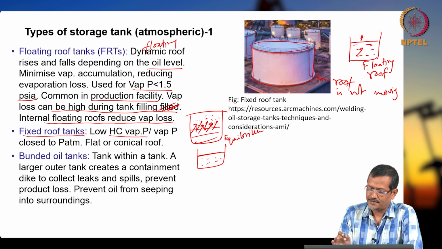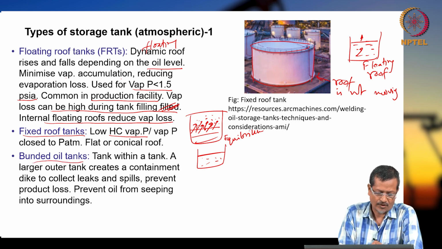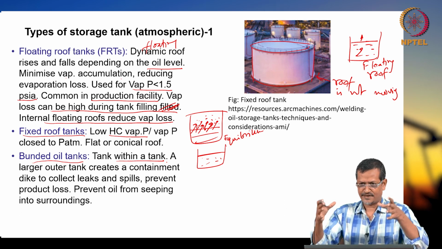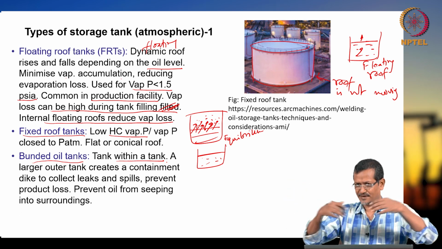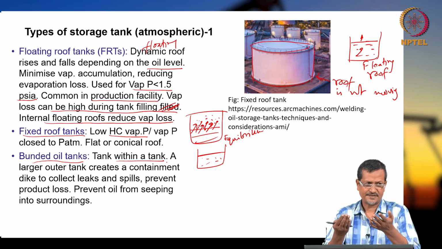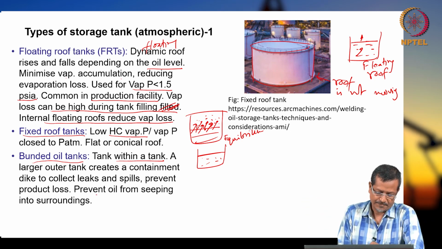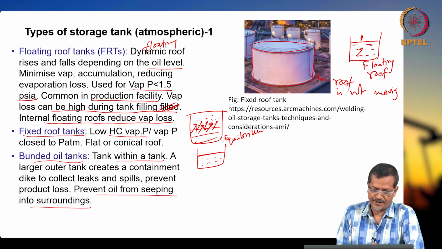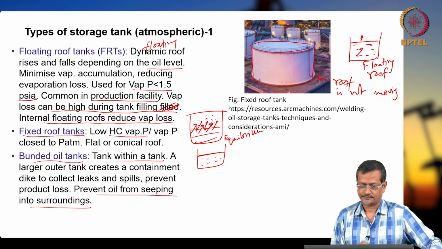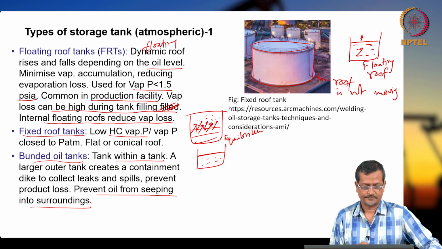So, in that case you can use floating roof tank system. Another system is the bundled oil tank. So, tank within a tank, just for safety purpose. So, one tank is there, outside there will be another tank. So, if any spill or leakage is there, the tank or system can be safe, preventing oil from seeping into the surroundings. This is called bundled oil tank.